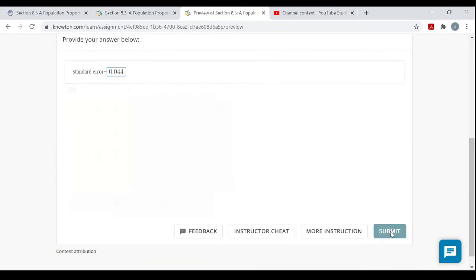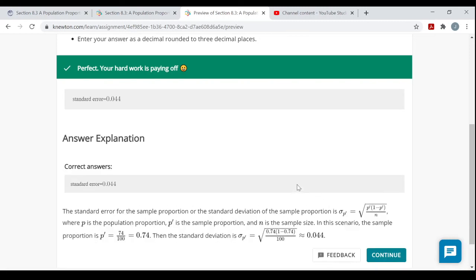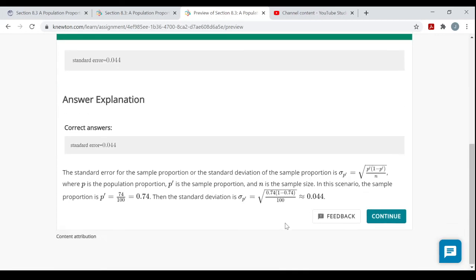And I'll submit. And again, please read your answer explanations, whether you're right or wrong. Notice they're using P prime. I said you can see the P with the apostrophe, P prime instead of P hat. They mean the same thing. They're both sample proportions. And they go through the same calculation I just showed you.